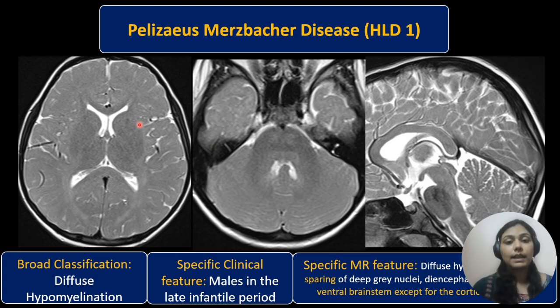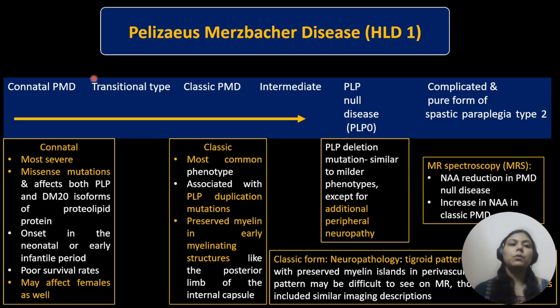Now, since it is an X-linked recessive disorder, it predominantly affects the males in the late infantile period. On a continuum from the most severe to the least severe forms, PMD can occur as various phenotypes. The most common one being the classic PMD, whereas the most severe one is the congenital PMD, which is associated with missense mutations, has poor survival rates, and may affect females as well. Classic PMD is associated with PLP duplication mutations. On MR, in addition to diffuse hypomyelination, it shows preserved myelin in early myelinating structures.